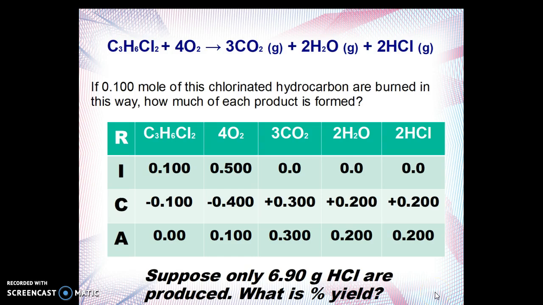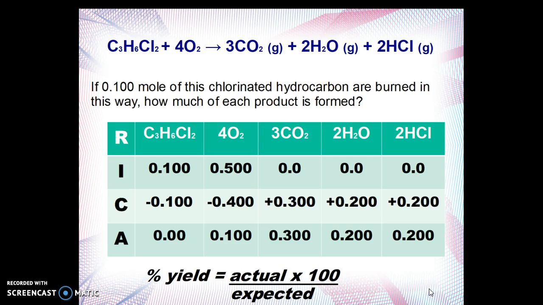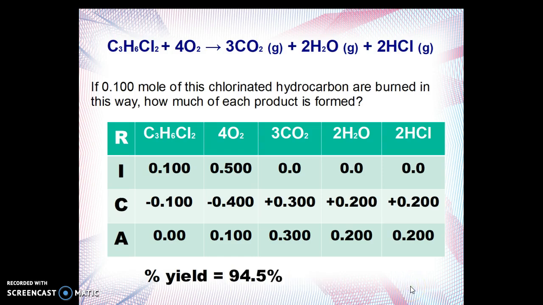Suppose only 6.90 grams of HCl are produced. What's the percent yield? Well, we look back and we see what our expected yield was, and we're going to divide the actual that we just saw by the expected and multiply by 100 to get the percent yield. That's 6.90 grams that we got divided by 7.30 that we expected multiplied by 100. Percent yield: 94.5% to 3 significant digits.